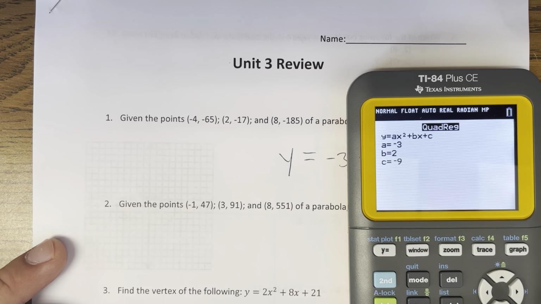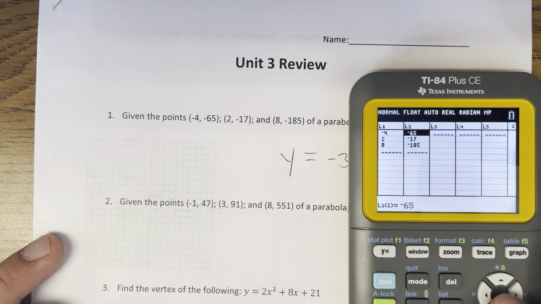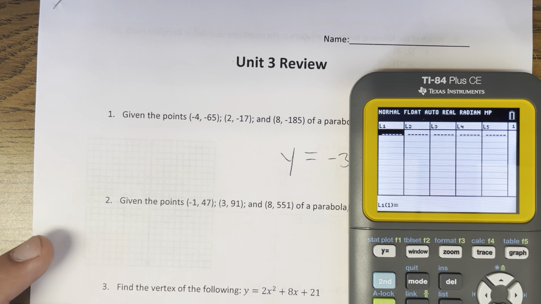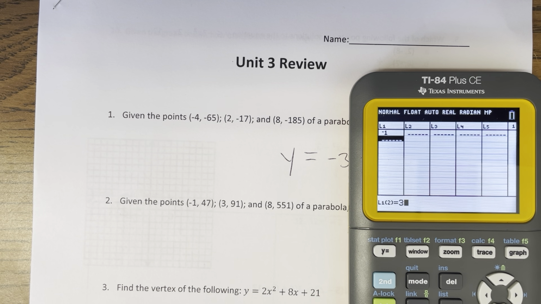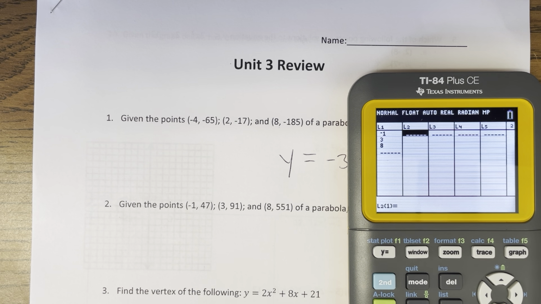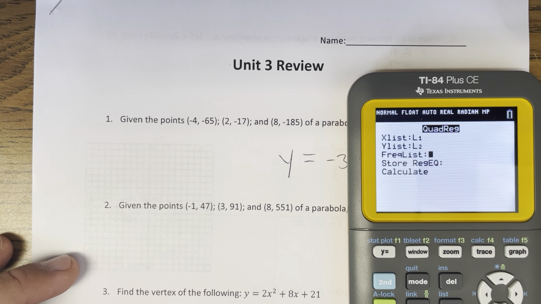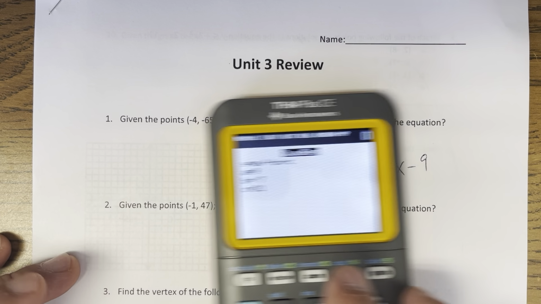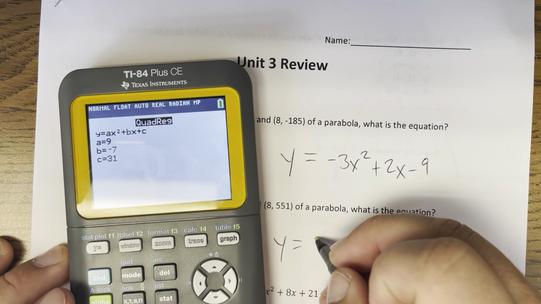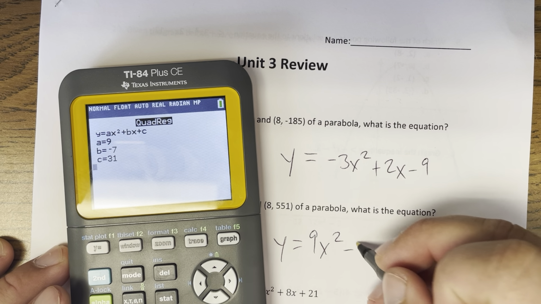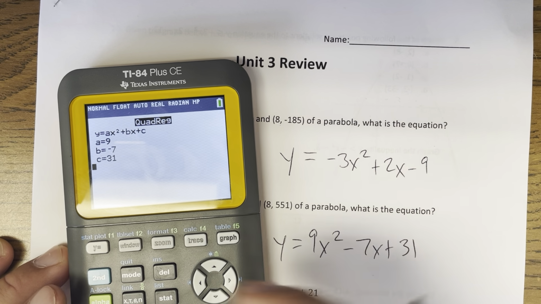We'll do the same thing on number 2. We'll go back into Stat, I'll delete these numbers, and we'll put in our new ones. So I've got -1, 3, and 8, and 47, 91, 551. I'll go back into Stat, go to the right to quad reg, and there's my A, my B, and my C. So Y equals 9x squared minus 7x plus 31.